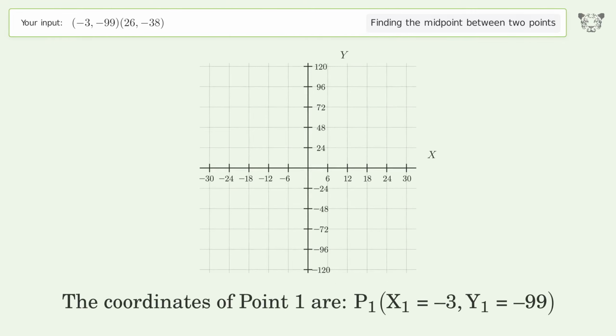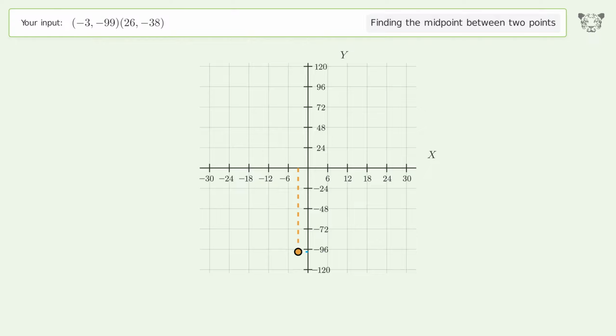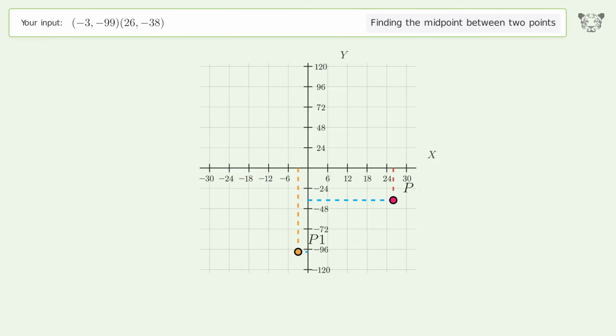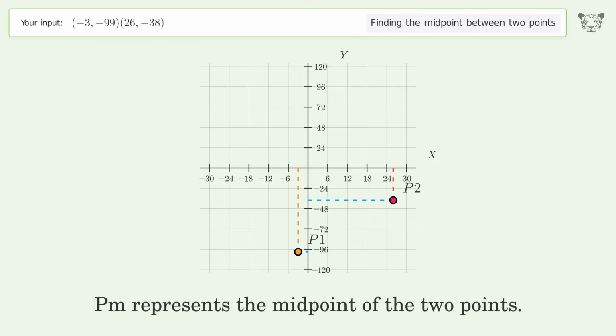The coordinates of point 1 are x1 equals negative 3, y1 equals negative 99. The coordinates of point 2 are x2 equals 26, y2 equals negative 38. PM represents the midpoint of the 2 points.